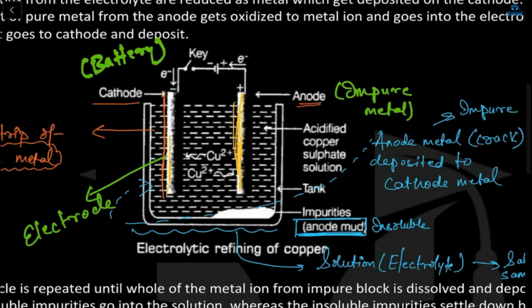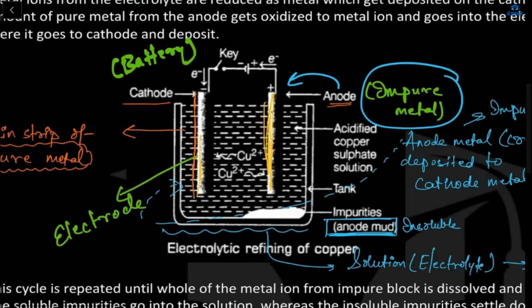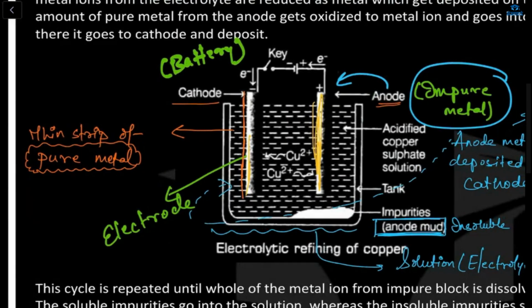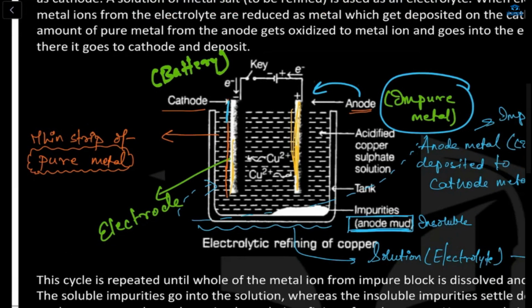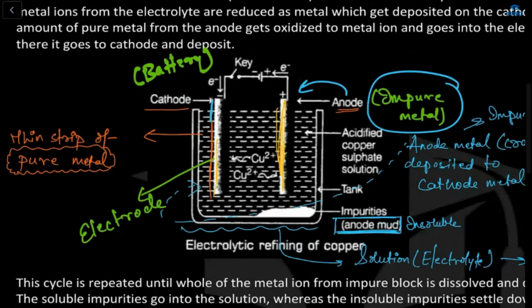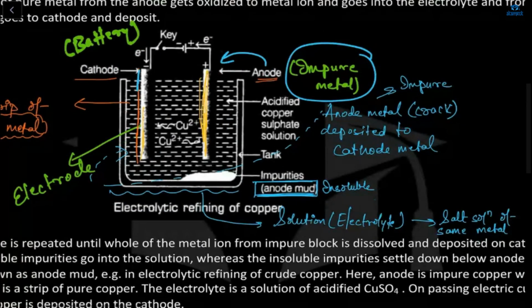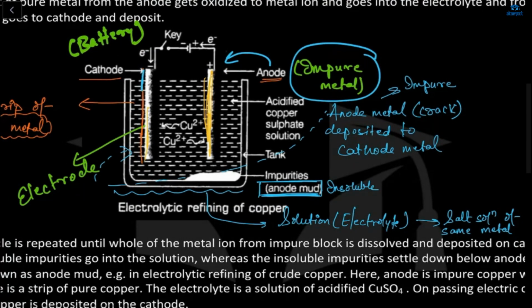Okay, the anode which is positive is always an impure metal, and the cathode which is negative is always a pure metal. Here you can see the orangish very thin strip of pure metal is there. It means on the anode side there are impure metals, and on the cathode side there are pure metals, and these two electrodes are dipped in a solution of electrolyte, which is a salt solution of some metal. Here Cu is there, so it means this is a salt solution of copper metal.